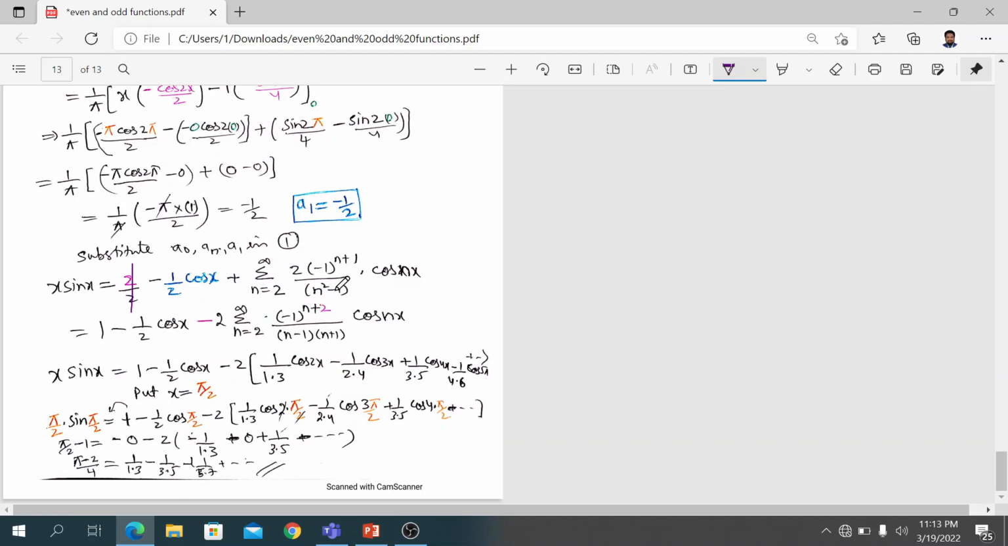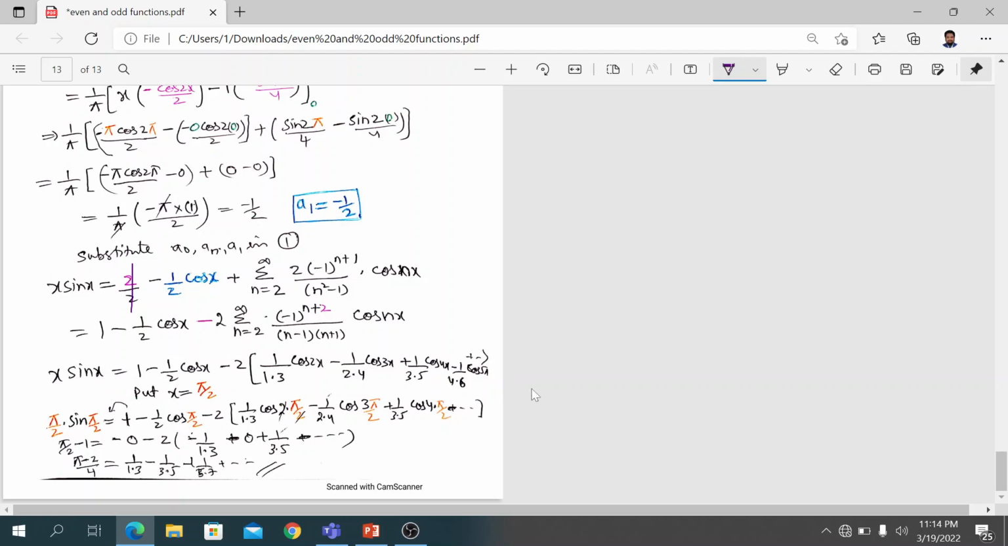Here, see, n square minus 1 I can write as (n minus 1)(n plus 1). So if we substitute 2: 2 minus 1, 2 plus 1, 1 into 3 cos 2x. If we substitute 3: minus 1 power of 3 plus 2, 5, that is minus 1, (3 minus 1)(3 plus 1), 2 into 4 cos 3x. Likewise 4: (4 minus 1) 3, (4 plus 1)... cos 4x, and so on.